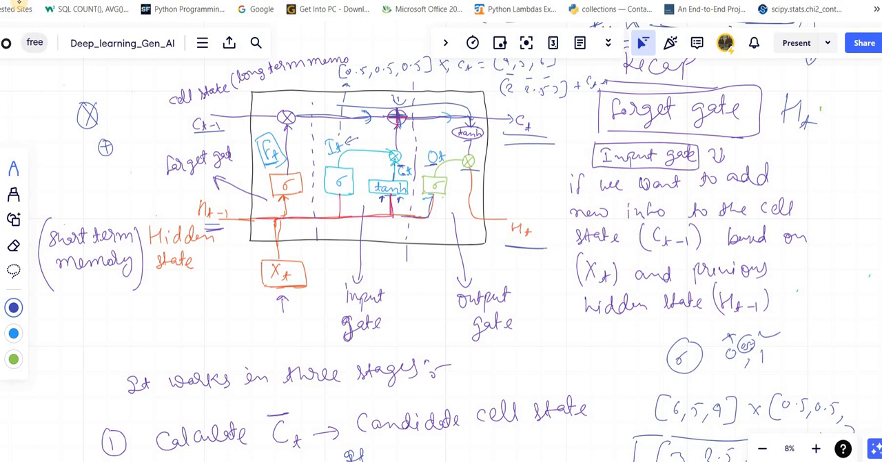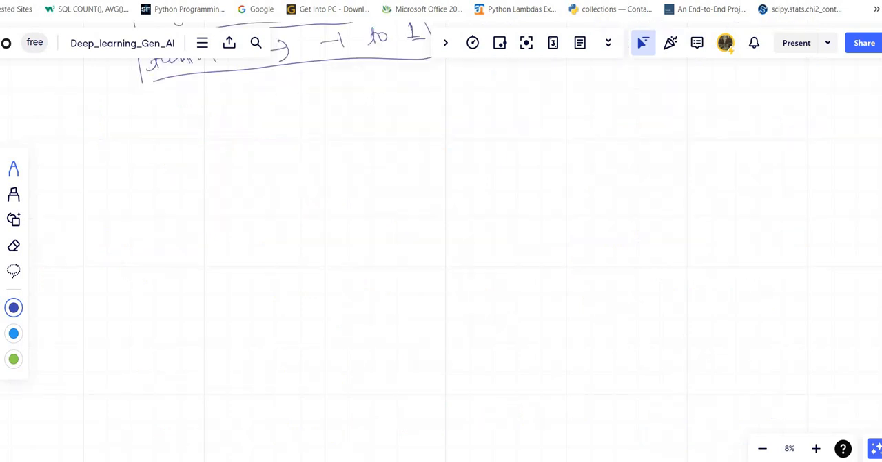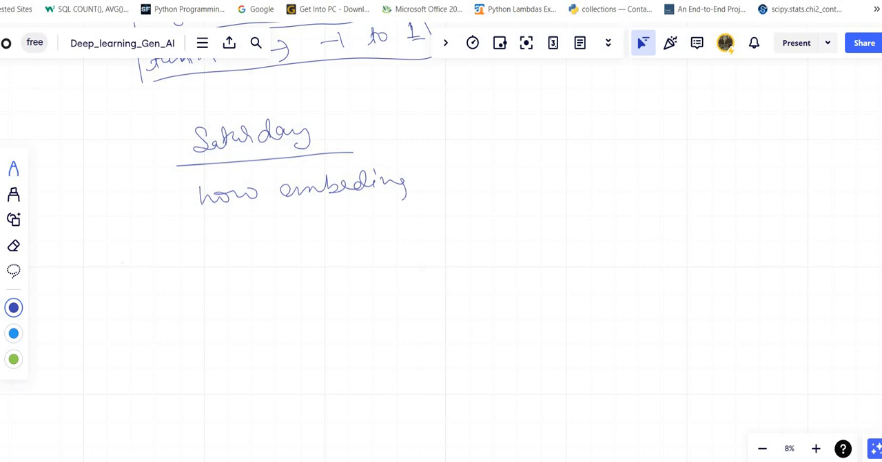So on Saturday we will see how embedding works, and the first is we will see TF-IDF. Apart from TF-IDF there are also very basic ones, but we will not go into that. And Word2Vec.